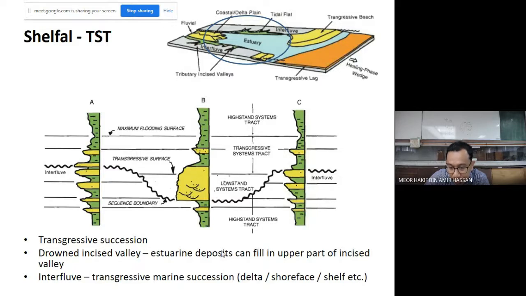So transgressive succession, your incised valley will be drowned, akan tenggelam. Estuarine deposits can fill in the upper part of the incised valley here. Along the interfluve, you get a transgressive marine succession. Things like delta, shoreface, and shelf deposits. So this part clear, yeah?